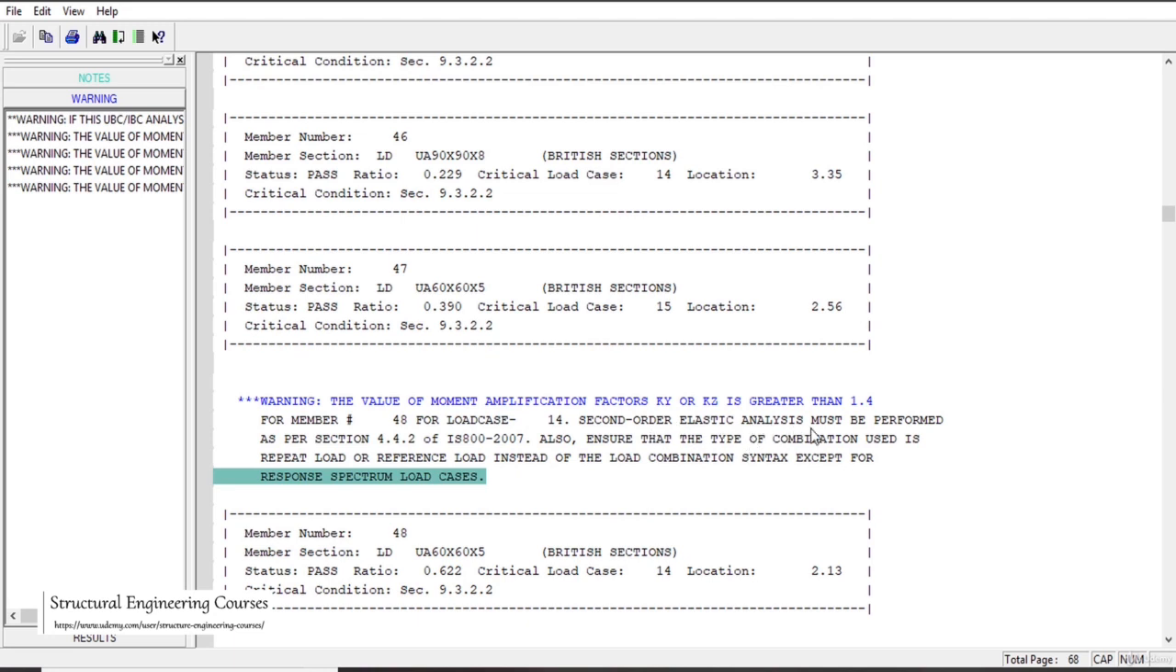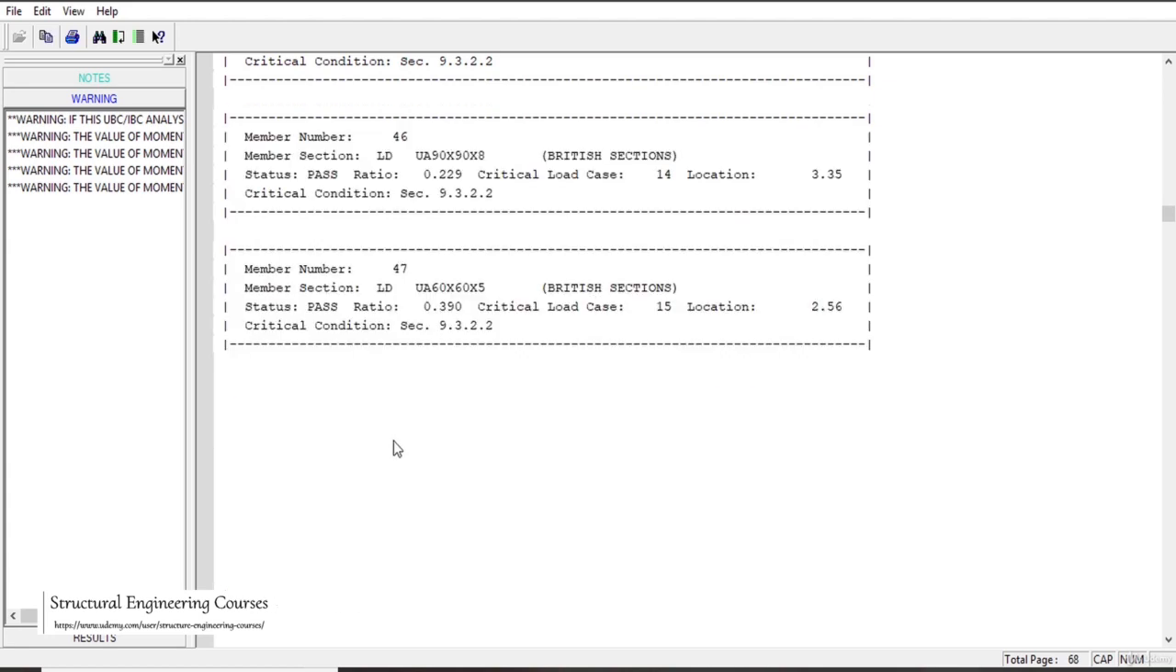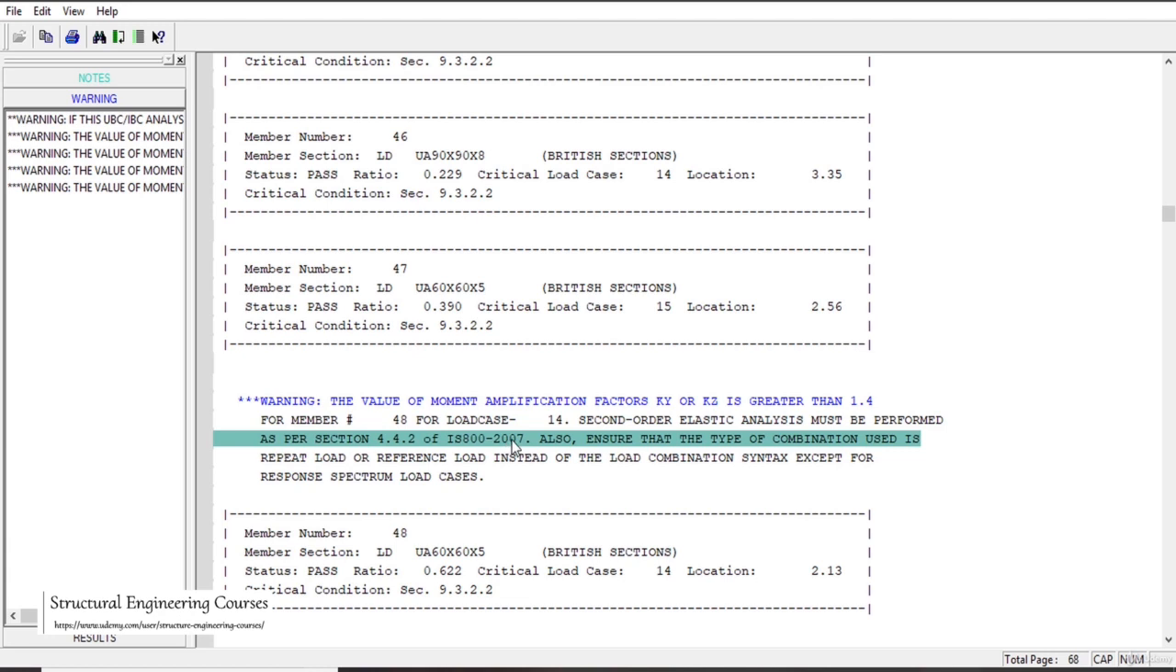After that, second order elastic analysis, that is the P delta analysis. As we had switched off the syntax for the P delta analysis and we are just doing the simple perform analysis, that is why this error is being shown here. This is also advised as per section 4.4.2 of IS 800/2007, that we need to do the P delta analysis in some cases where the KY, KZ value of a member becomes greater than 1.4.